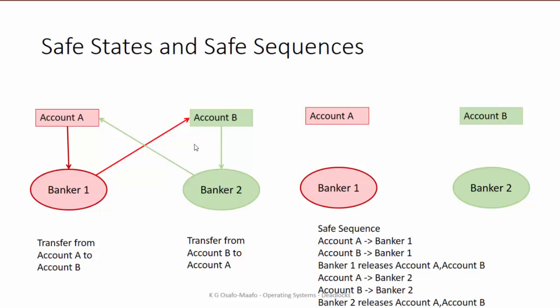Now, for example, if account A was held by banker 1 and account B was held by banker 2, even though I hadn't made these requests, I am in an unsafe state, because there is no way for me to give requests, no matter how I do it. Should I give this one first or that one first, so I can complete successfully? That's the difference between safe and unsafe states.